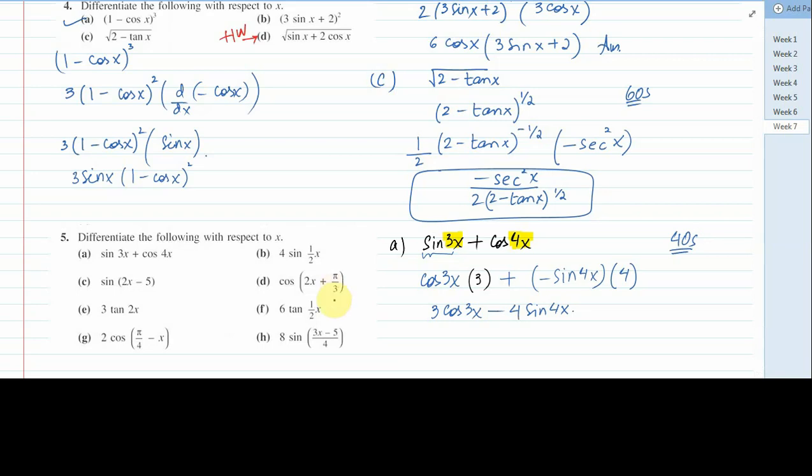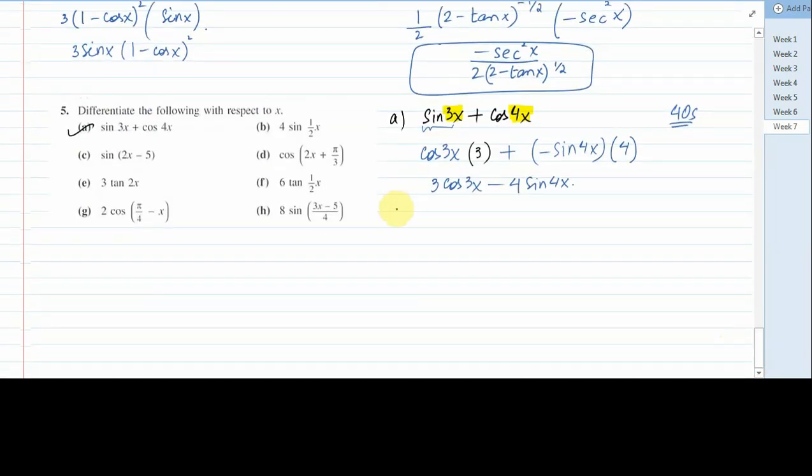Alright, so after part A, you need to attend part B by yourself. So it's 4 sine 1 over 2x, and you have a time of 60 seconds to start doing it. So start.